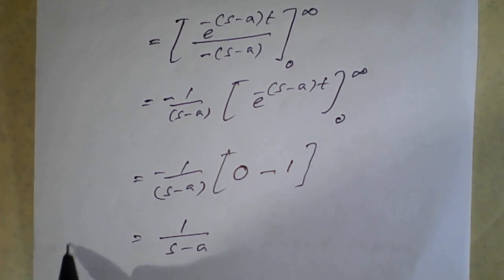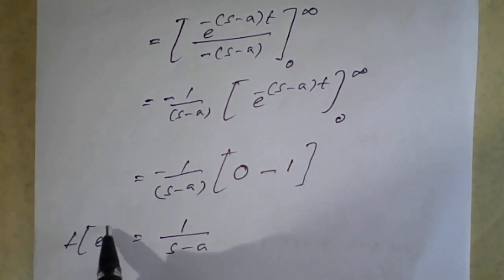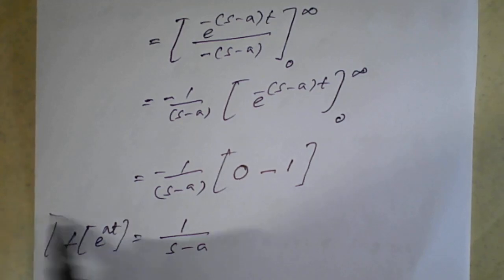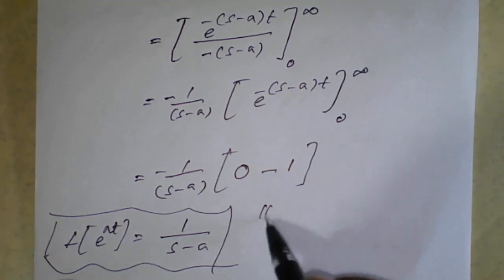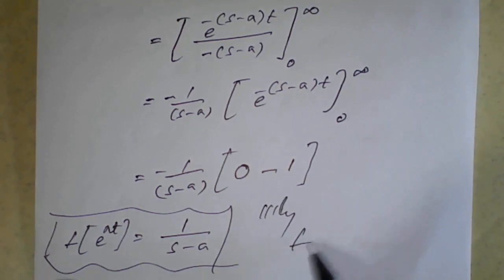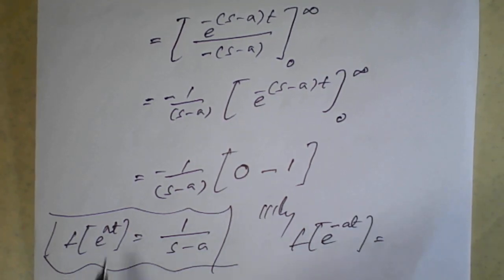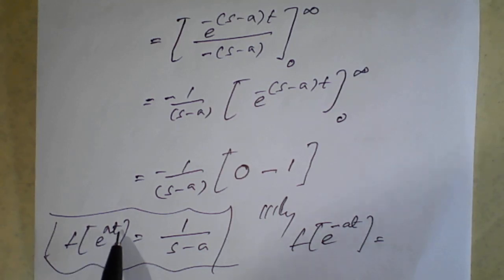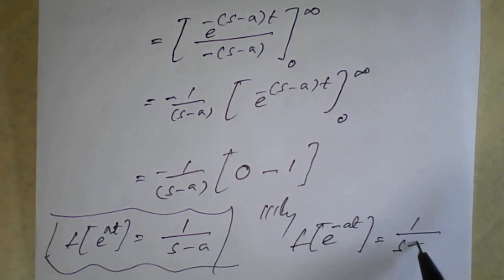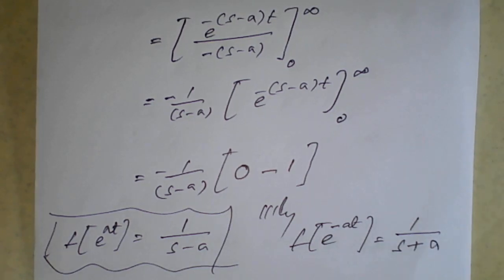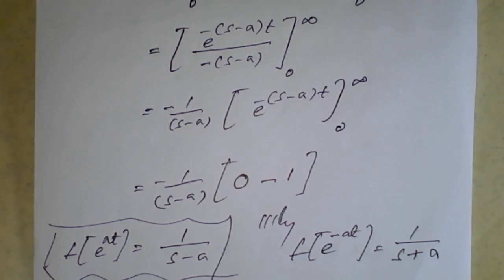So therefore Laplace of e raised to at is 1 upon s minus a. The formula is 1 upon s minus a. Similarly, I can write Laplace of e raised to minus at. Just compare: if Laplace of e raised to plus at is there, you will get minus sign here. If it is e raised to minus at, we will get 1 upon s plus a. So these are the formulas.